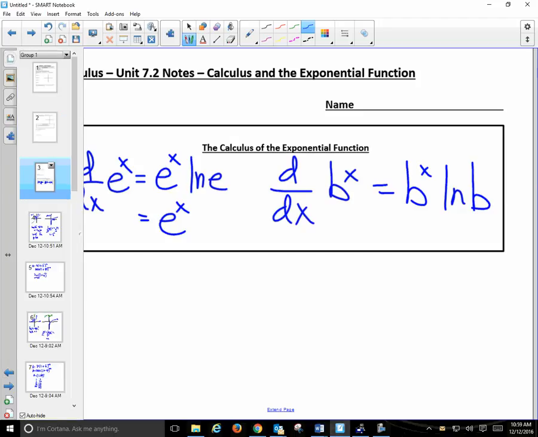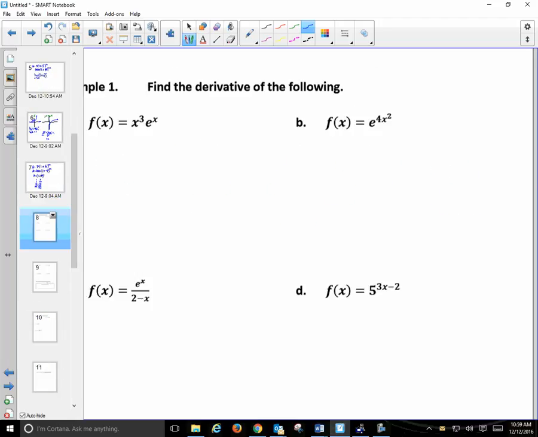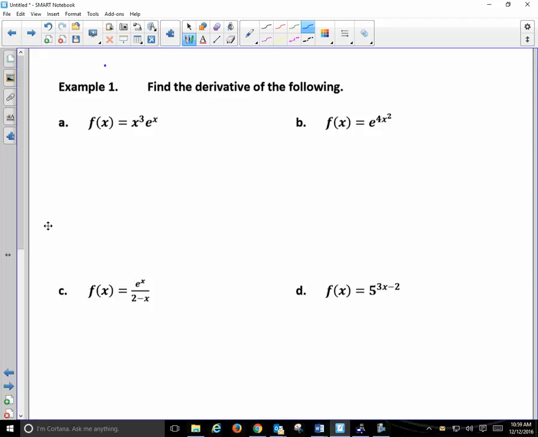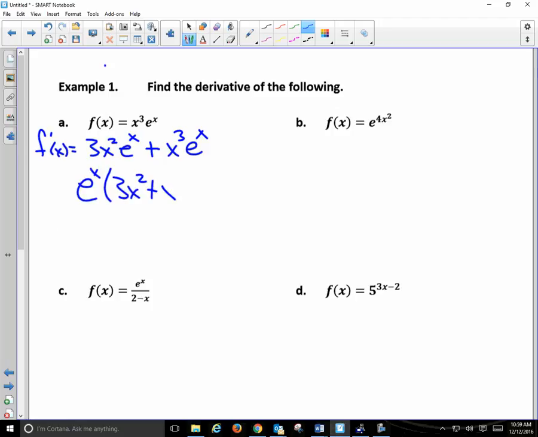All right, let's try some problems. Find the derivative. What rule do we use? Product. And I get 3x squared times e to the x plus x to the third times, what's the derivative of e to the x? E to the x. Isn't that nice just to say it? You can leave it like that, or if you'd like, factor out an e to the x and leave 3x squared plus x to the third, you can do that as well.